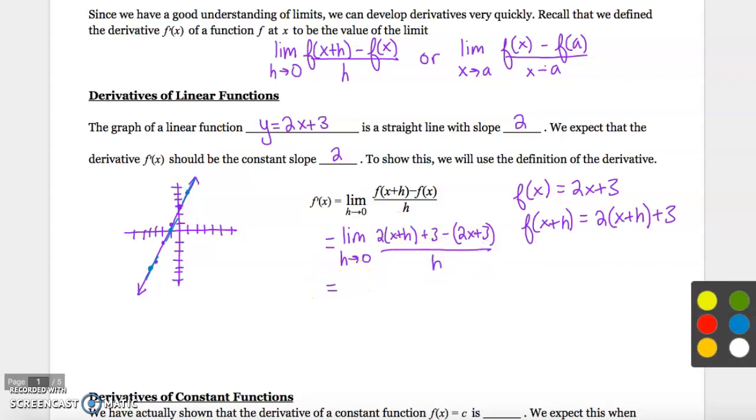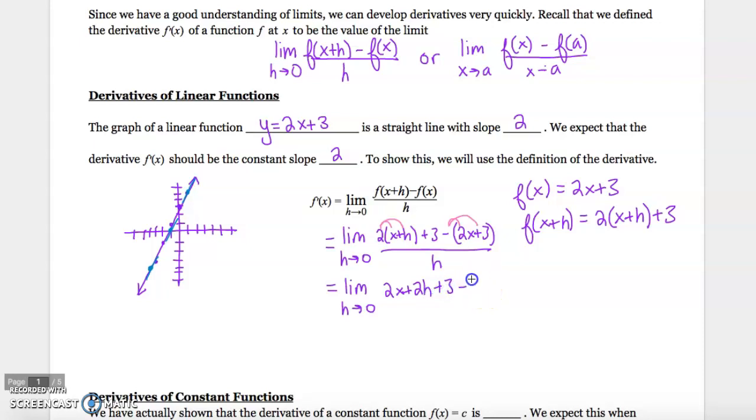Then we're going to start simplifying the top. So distribute that 2, distribute that negative, and we get the limit as h approaches 0 of 2x plus 2h plus 3 minus 2x minus 3 all over h. 2x and 2x cancels, plus 3 minus 3 cancels, and then the last term I have left is 2h over h, and so I can cancel out those h's. Now if I'm taking the limit as h approaches 0 of just the number 2, I definitely get out 2, and that was what I was expecting. So the derivative of 2x plus 3 should just be the number 2.